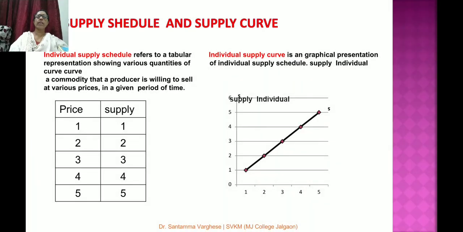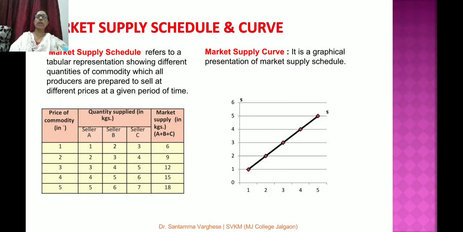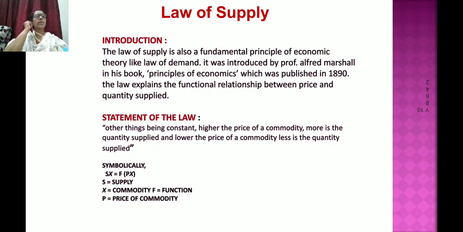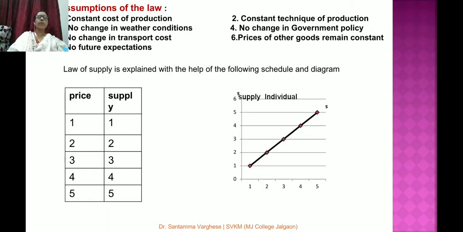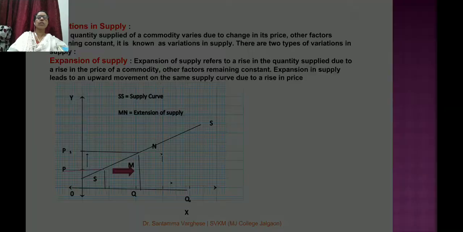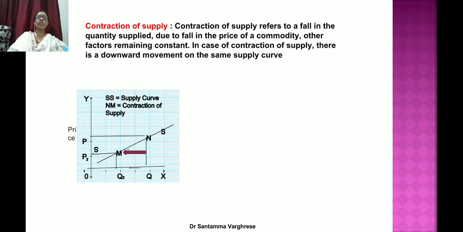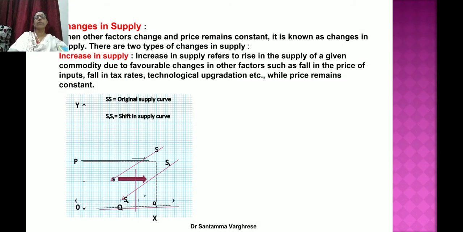We studied the supply analysis meaning, supply schedule, supply curve, market schedule, market curve. Determinants of supply, we studied about the determinants. Law of supply we studied. Then we studied about the assumption, exceptions, the variations in supply, expansion and contraction of supply. This much we studied in this chapter. Now we are today with the remaining part of chapter 4, supply analysis.